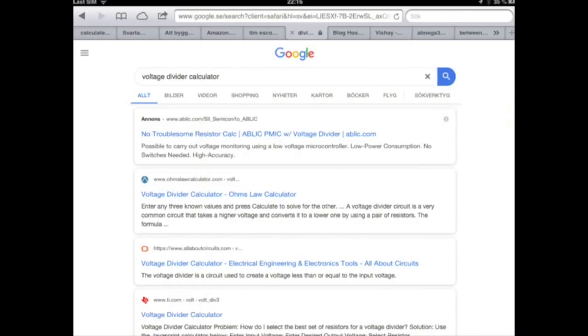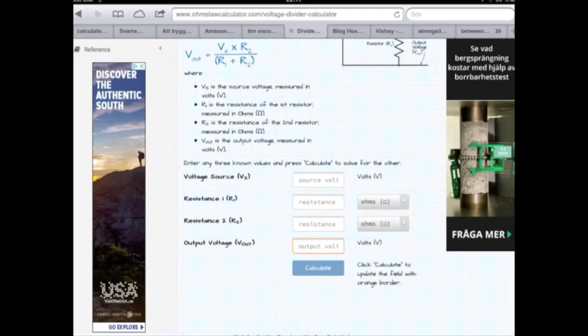There are loads of voltage divider calculators out there, so if you need to find out what resistors to use for your voltage divider, then just go online and do a search for voltage divider calculator, and you will find loads of different sites offering this service. I really like this one from ohmslawcalculator.com/voltage-divider-calculator, because you can just add any 3 known values and get the 4th one out from this.